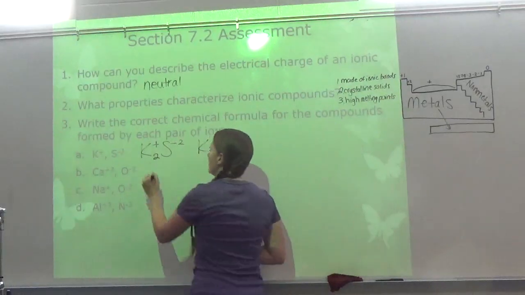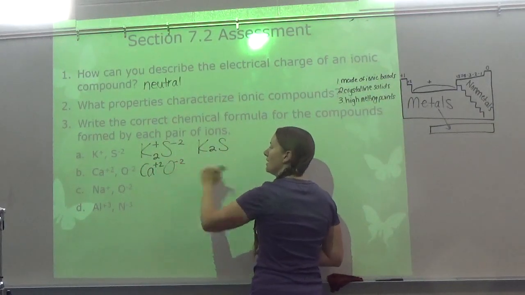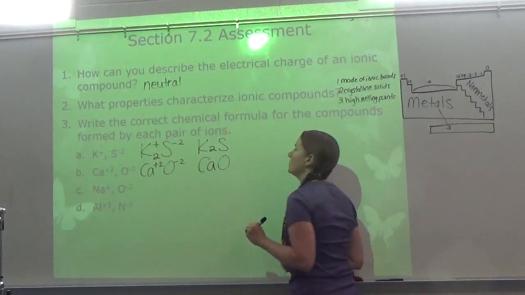All right, here we have Ca positive 2, O negative 2. Positive 2 and negative 2 cancel, so I don't need to cross.